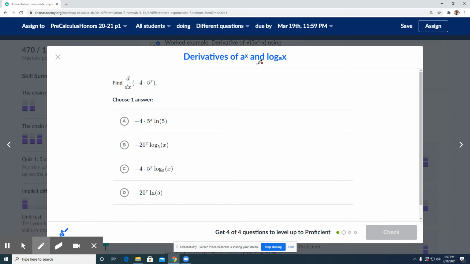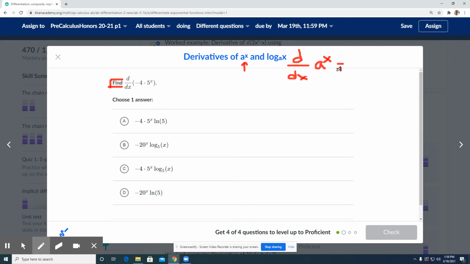First, let's look at the answer. We're asked to find the derivative of this function, and notice that we have an exponential function in here. In an exponential function, the variable is in the exponent. That's why this is an exponential function, because x is in the exponent. So we're doing the derivative, d dx of a to the x.